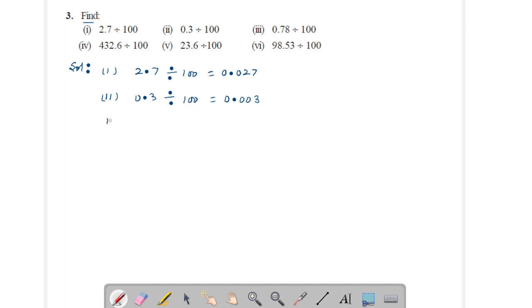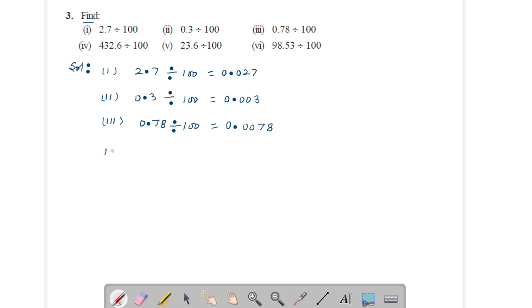Now come to the third part. It is 0.78 divided by 100. Here again in 100 there are two zeros. Therefore the decimal will shift towards the left hand side 2 digits. This can be written as 0.0078.